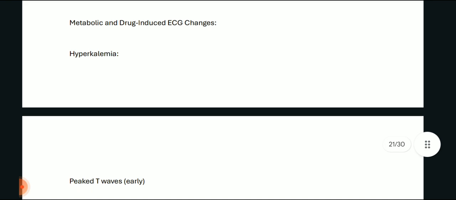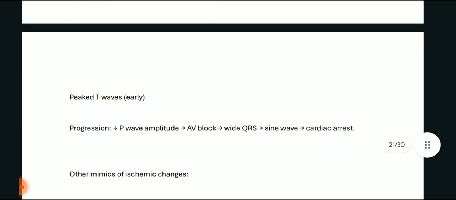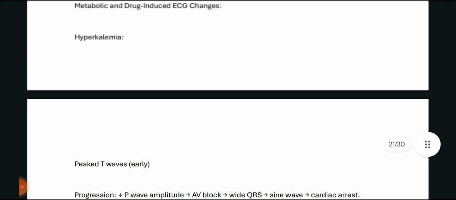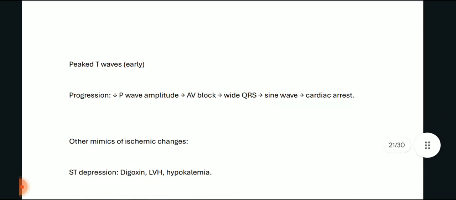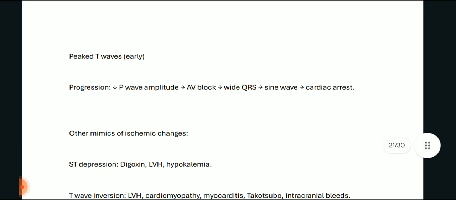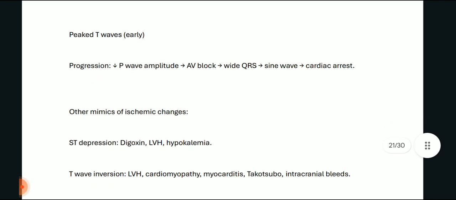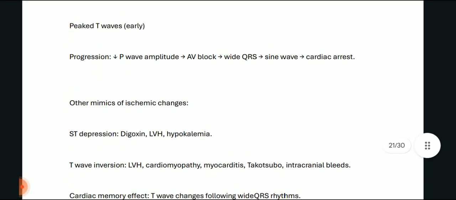Next up, metabolic and drug induced ECG changes. What will happen in hyperkalemia? There will be peaked T waves, we call them tall tented T waves. Progression: decreased P wave amplitude, AV block, widened QRS, sine wave, and the patient goes into cardiac arrest.